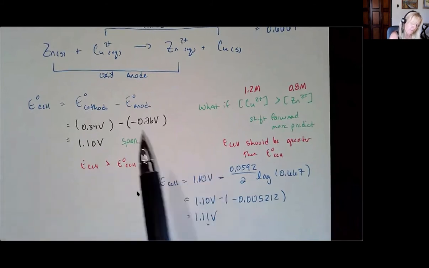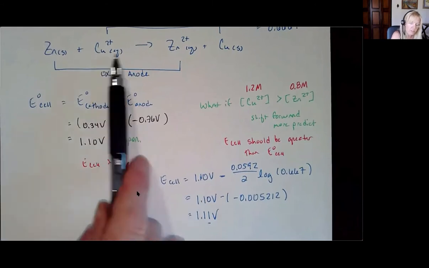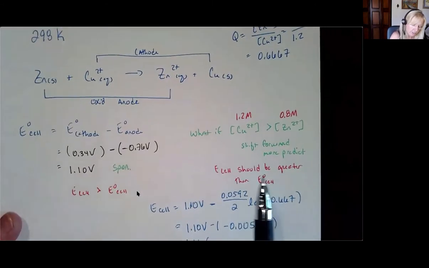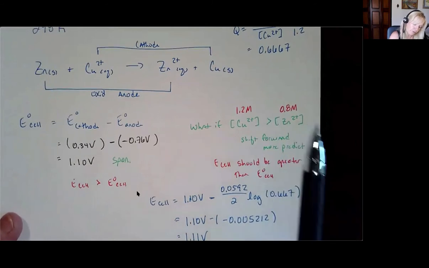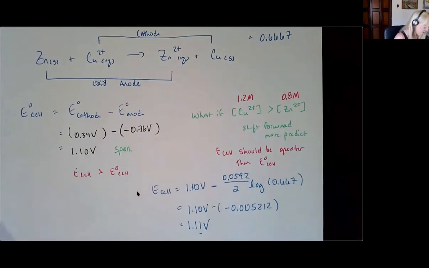So oftentimes if I want to create a cell and I want to jump up the cell potential of that, I would just do a concentration gradient, and that would shift that equilibrium a little bit more forward, which would increase the cell potential of that. So I've got to find Q first and then relate it back to the cell potential.